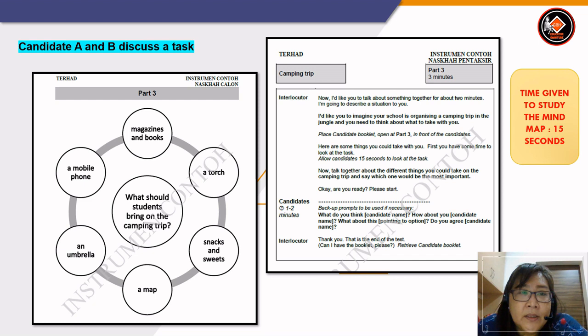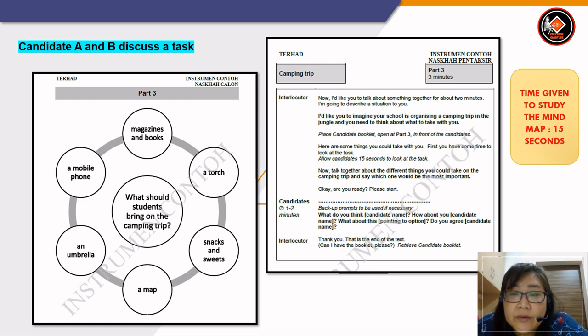For the third part, candidate A and B discuss a task. You'll be given a mind map and the question is in the middle. For example, what would students bring on the camping trip? So around the main bubble, there are 6 bubbles. A mobile phone, magazines and books, a torch, snacks and sweets, a map and an umbrella.